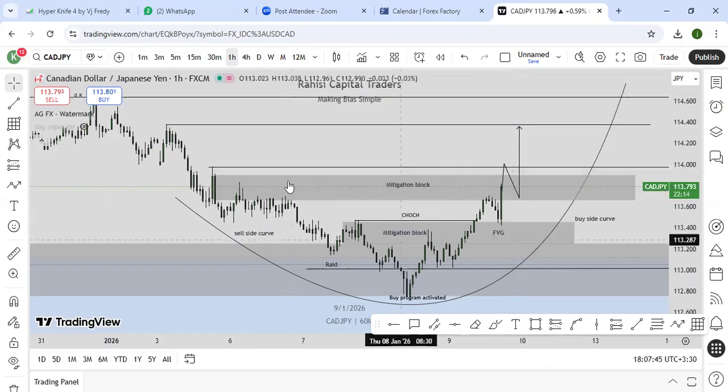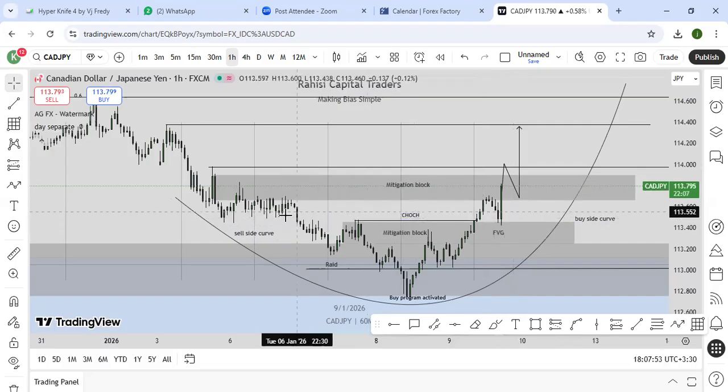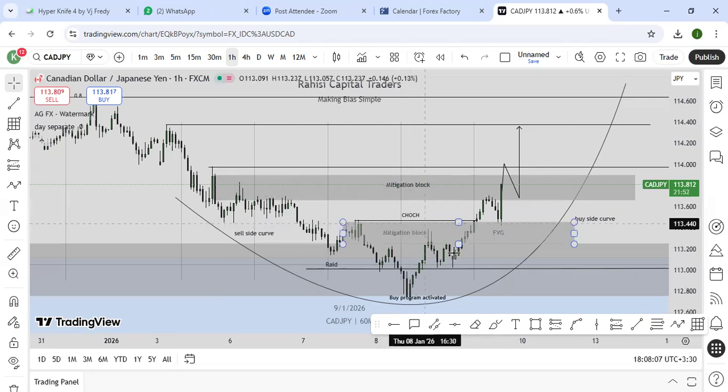But the tech days, if I put this separator, you're going to see this is Friday, Thursday, Wednesday, Tuesday, Monday. Are you seeing that this move here, this was a manipulation move? It was telling people that we are selling on Monday, Tuesday, Wednesday, that we are selling. Then yesterday, it created the smart money reversal. Then today we are doing the continuation.